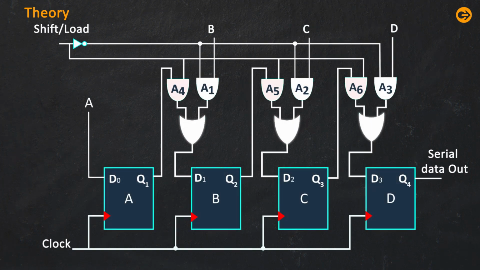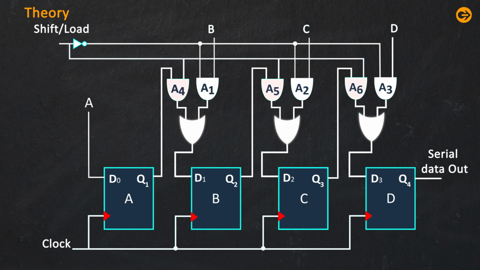This figure shows the circuit of a parallel in, serial out shift register, where we use a combinational circuit which consists of logic gates and one control signal which controls the operation of parallel input and serial output. The output of the NOT gate is connected as one of the inputs to A1, A2, A3, and the other inputs of A1, A2, A3 are B, C, D. A is directly connected to D0. The direct control signal is connected to A4, A5 and A6.